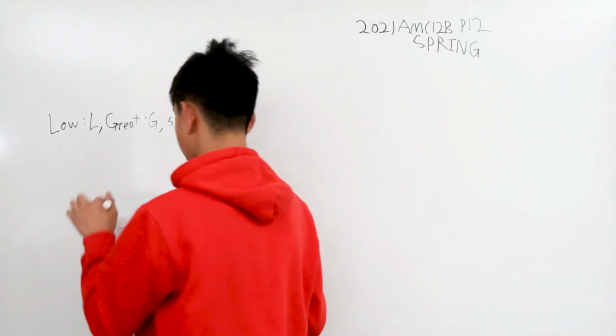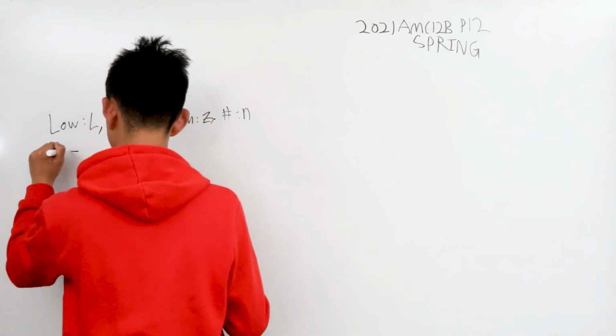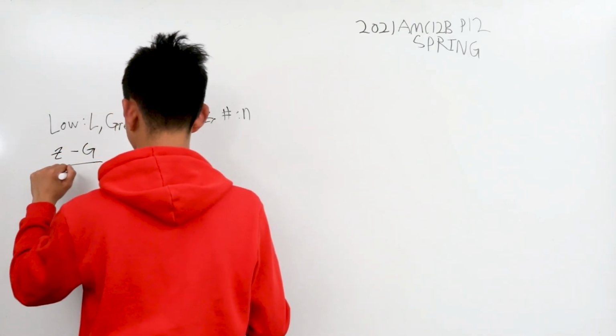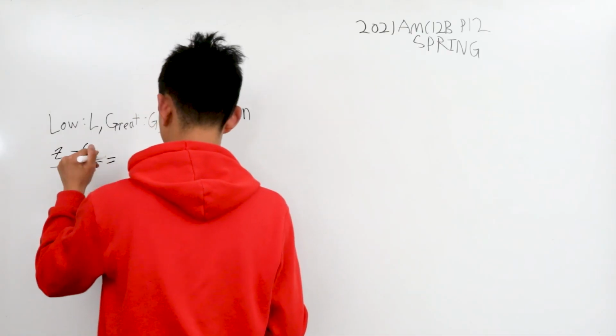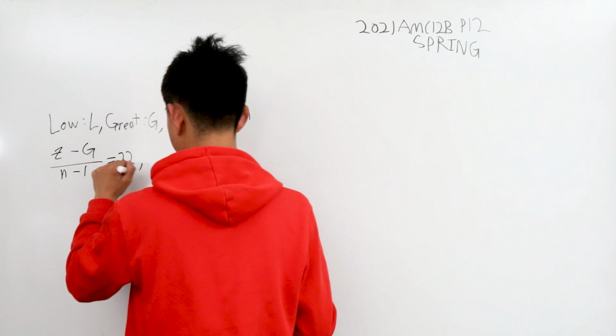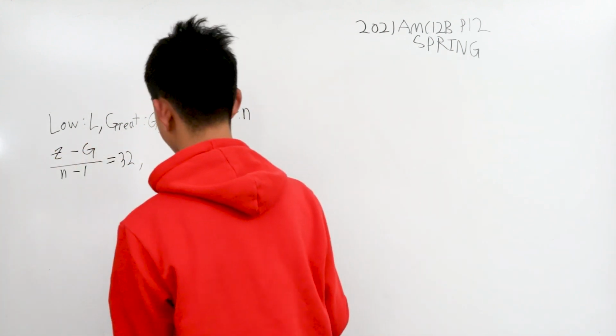The first one says if the greatest one is removed, so basically Z minus G, and then divide by the total number of integers left, n minus 1. The arithmetic mean is 32. This is just the arithmetic mean: total sum over number of numbers.